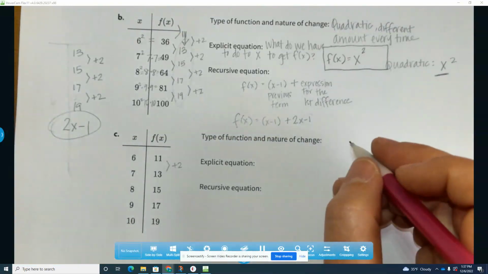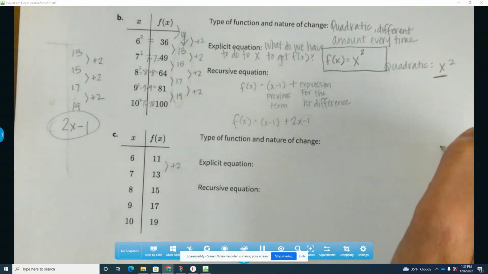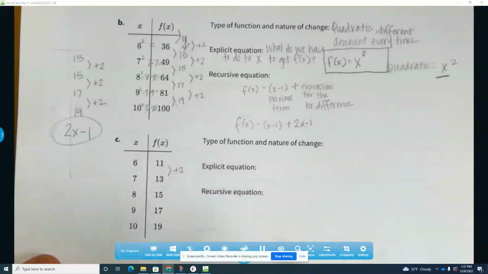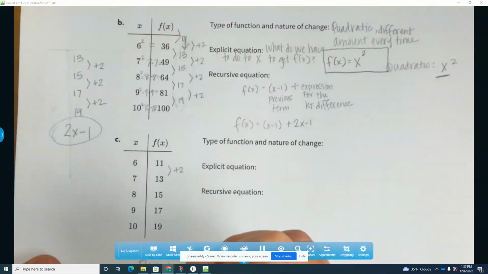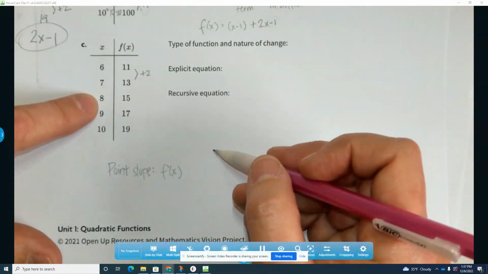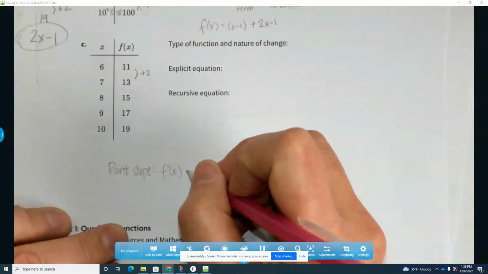I want you to find the rule, figure out if it's arithmetic, geometric, or quadratic, and write the explicit and recursive equation for that. Notice that we start at the 6th term. It'd be pretty easy to go backward and find the 0 term, but you could also use point slope form, which is the following. It's really handy if you start at something like the 6th term and you don't want to go all the way backward to the 0 term.